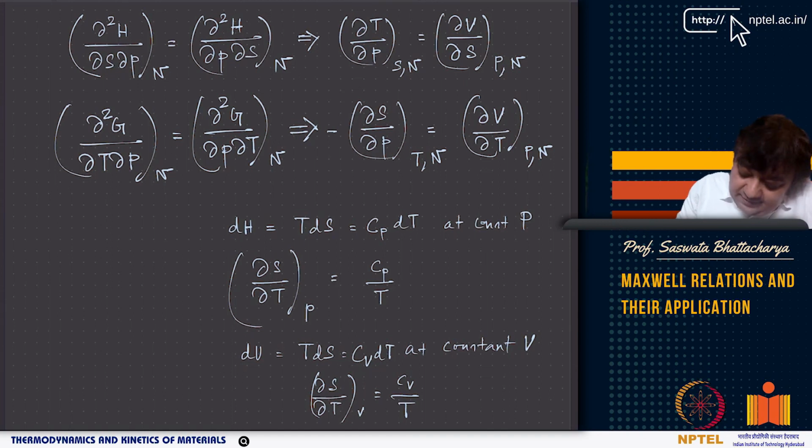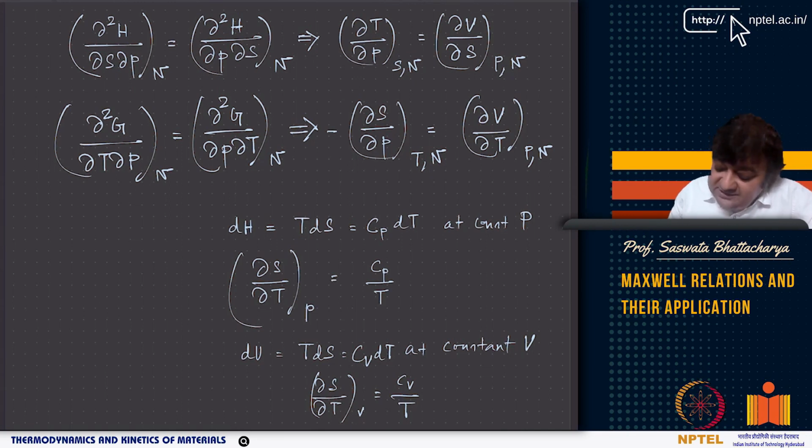Again, we have del 2G del T del P equals del 2G del P del T, which tells you minus del S del P equals del V del T. Again, another useful relation. Why are these useful? We can immediately see here, for example, that del V del T has a relation with alpha, right? Del S del T has a relation with Cp, right?